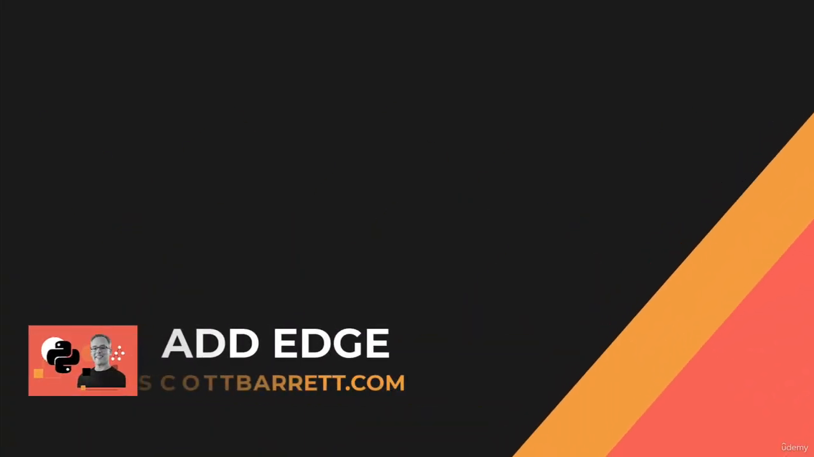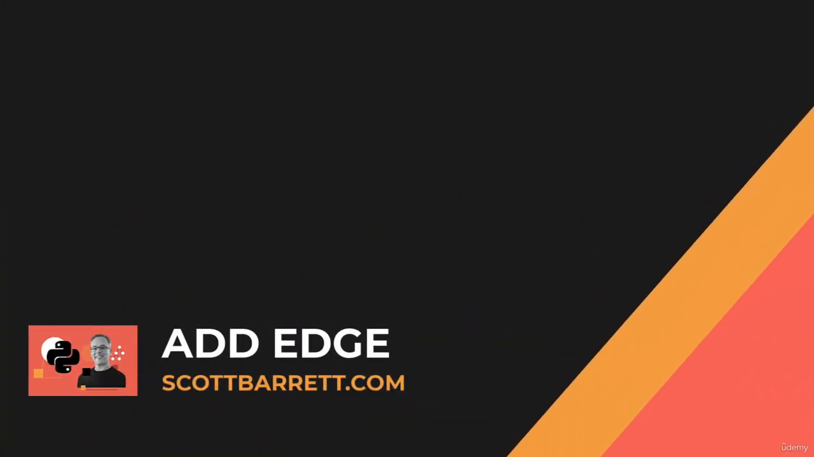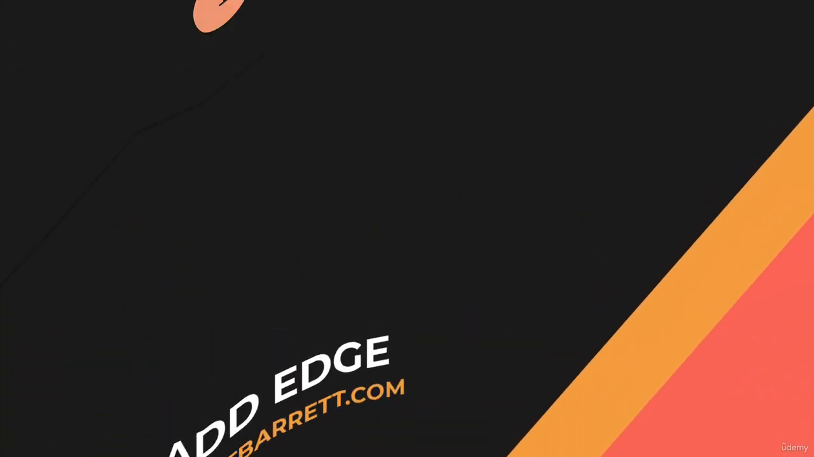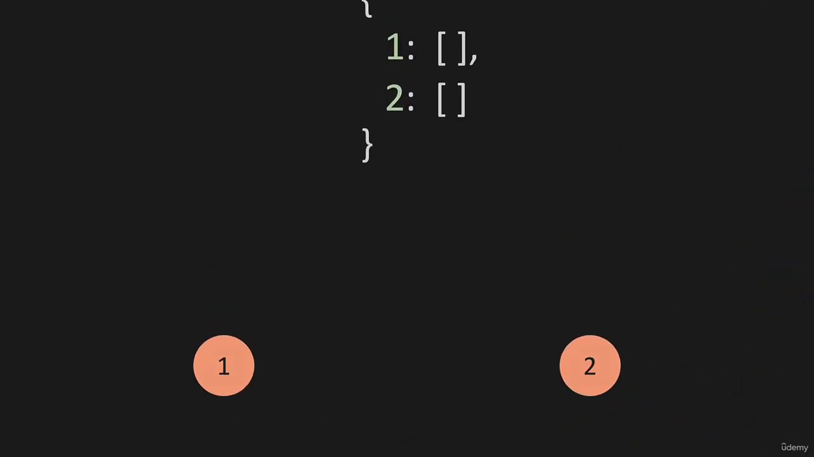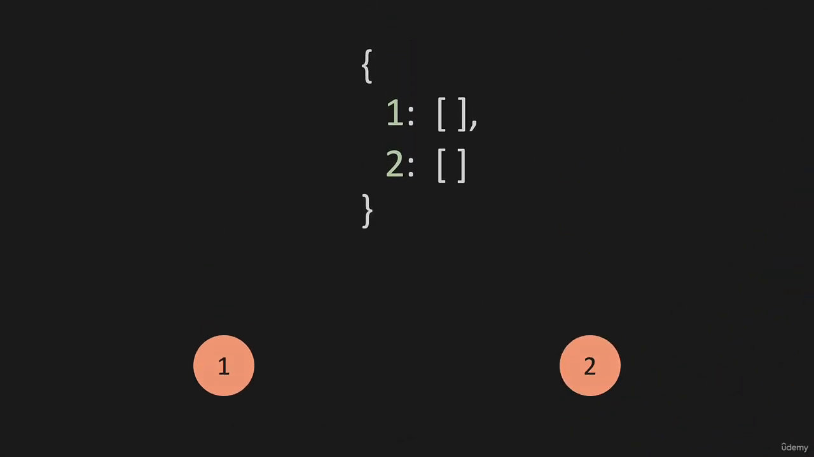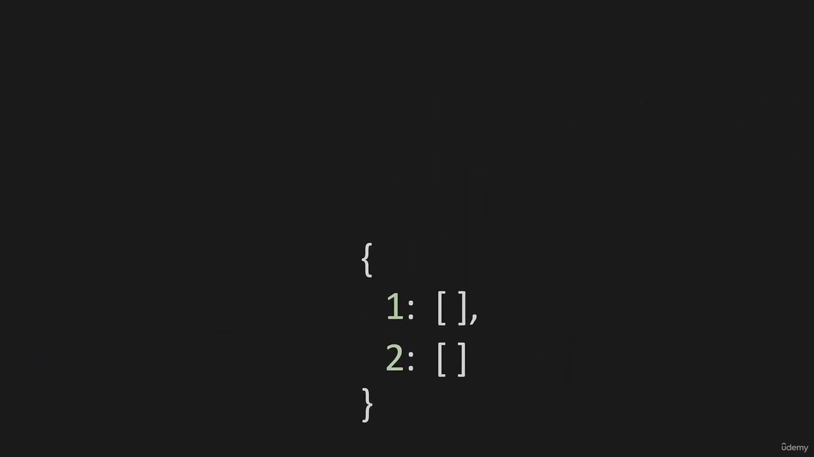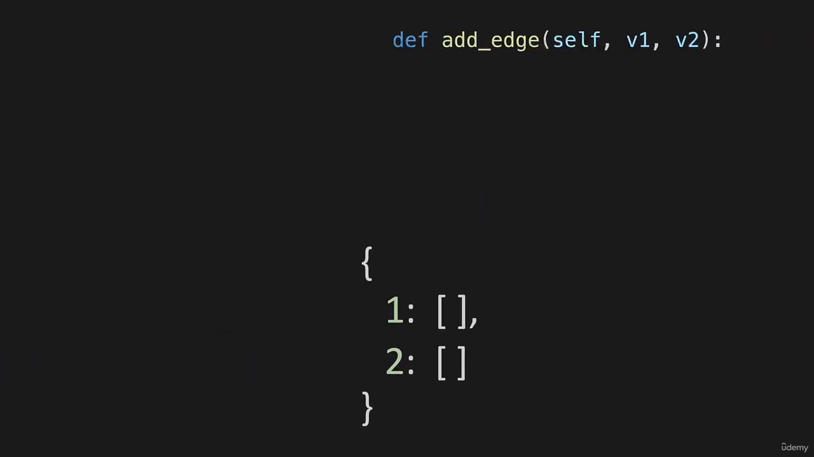So now let's create our add edge method. I'm going to bring up a couple of vertices like this. We're going to represent them like this, and we're going to connect these two vertices. And we're going to do that by doing this. So let's move this down here and start writing our code.